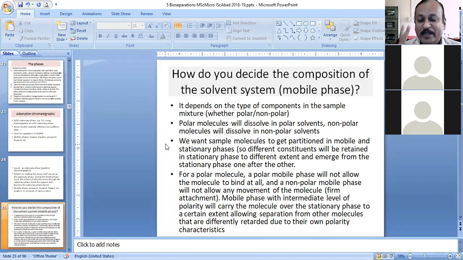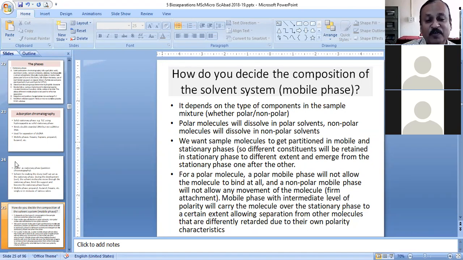So there are two things, two extreme cases. In one extreme case, your sample molecule sticks onto the stationary phase in such a way that it does not move, and in the other extreme you have sample molecules which are moving along with the mobile phase and do not stop on the stationary phase. So we don't want both the things to happen.